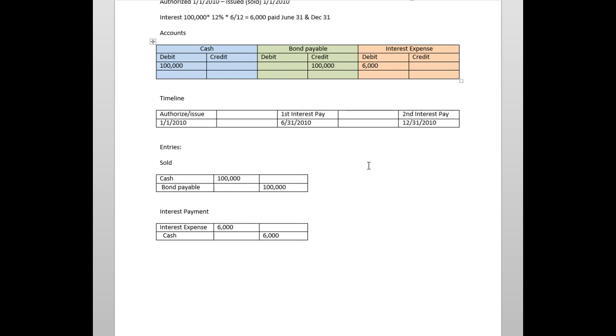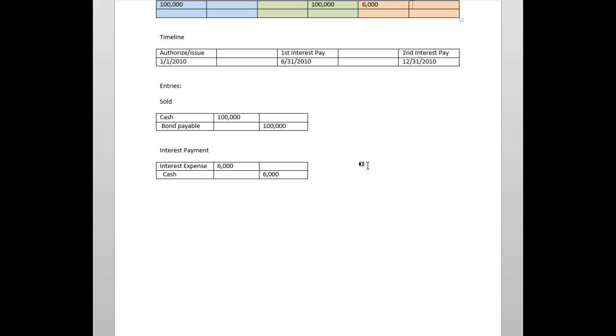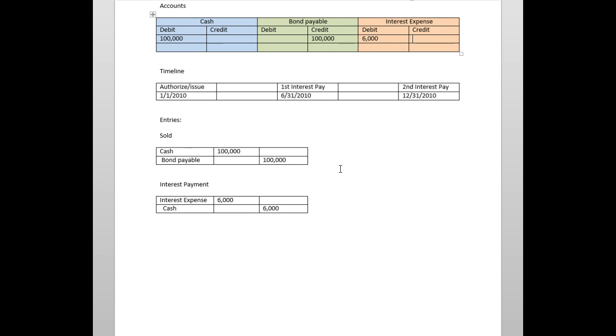So what does that entry look like? Let's go down here. This is a perfect entry. Everybody understands this one, but I just want to show you where we start at. Keep this timeline in mind, because we're going to use it in the next one. So you're going to debit cash and credit the payable. And then in June and December, you're going to do a credit to the cash and a debit to the interest expense. Fairly straightforward. I don't think anybody has any problem with that.